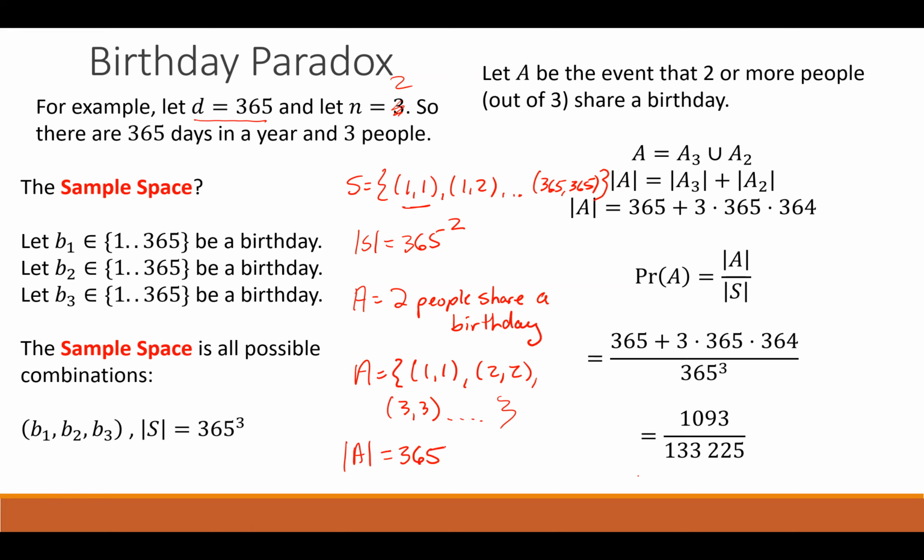So my probability of A is the size of A over the size of the sample space for 2 people. So that is 365 squared. And the size of A is 365, which equals 1 over 365.